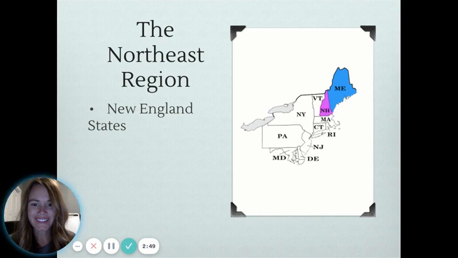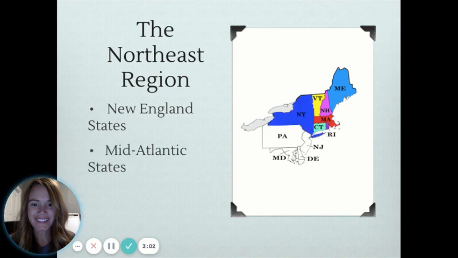So we have Maine, New Hampshire, Vermont, Massachusetts, Rhode Island, Connecticut. Now the Mid-Atlantic states have New York, Pennsylvania, Maryland, Delaware, and New Jersey.